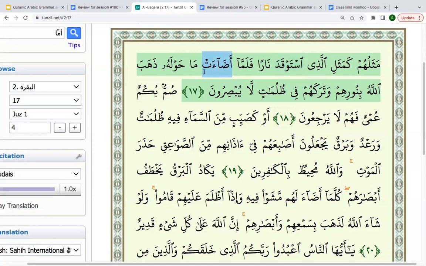Now look at this word. Da'at. What do you think?